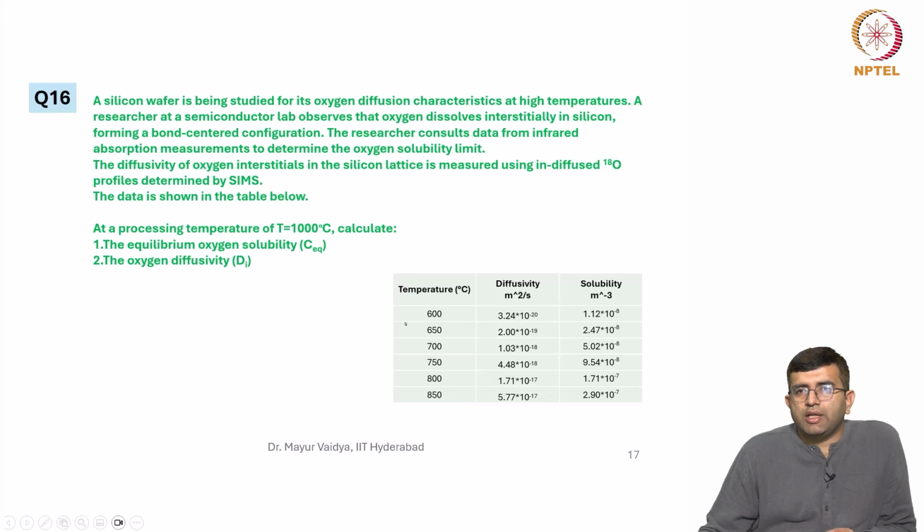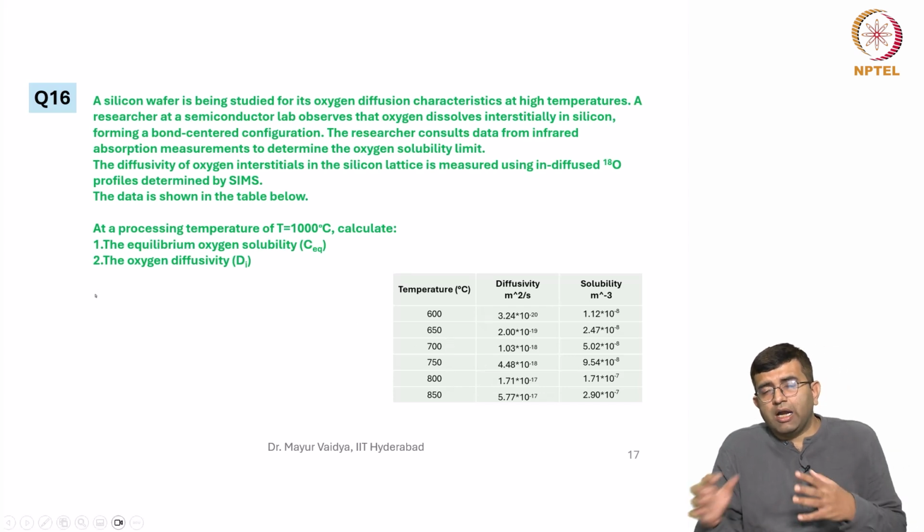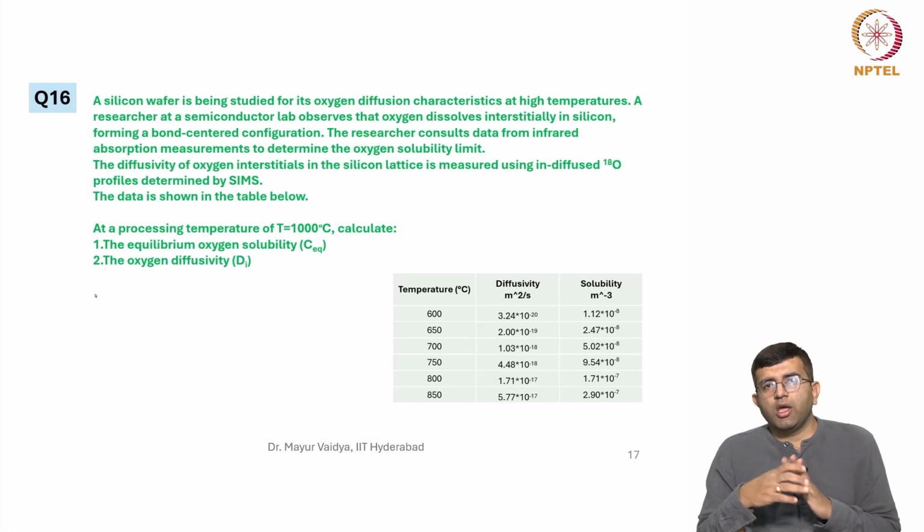What is given is the temperature range of 600 to 850 degrees centigrade, with the diffusivity in meter square per second and the solubility per meter cube. But what is asked is to calculate at 1000 degrees centigrade, whereas the data given is for 600 to 850. So, assuming that this can be extrapolated, we know the dependence of diffusivity on temperature. Regardless of whether it is interstitial or substitutional diffusion, the diffusivity follows the Arrhenius law. So we have to plot log of D versus 1 over T.